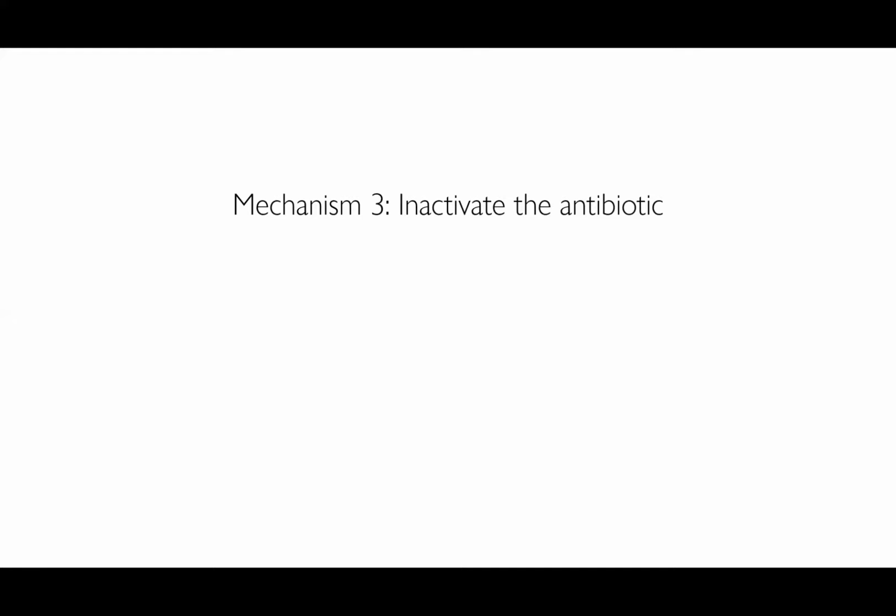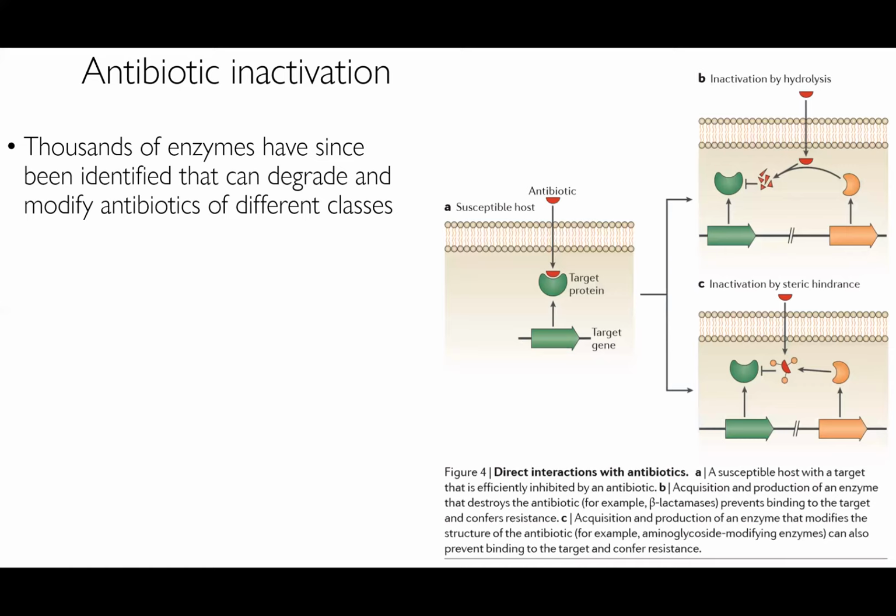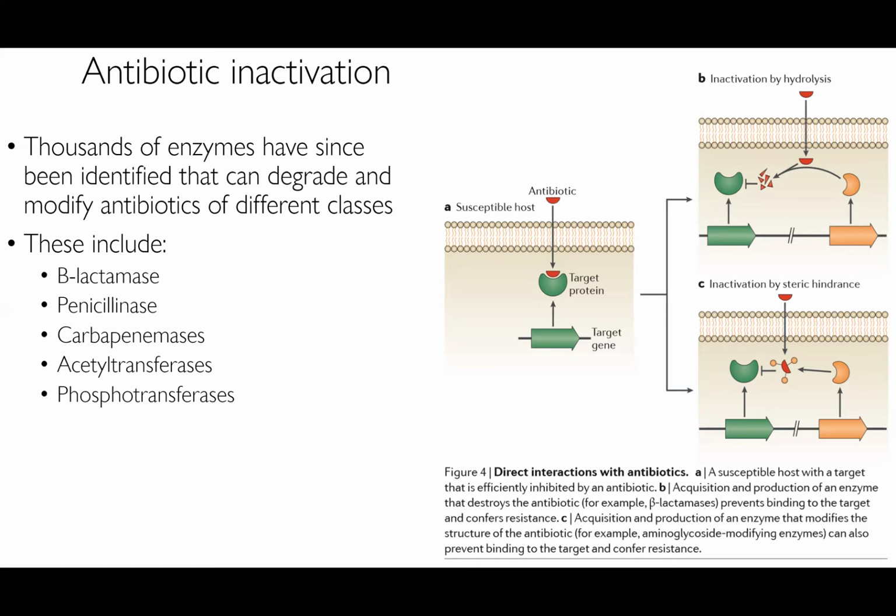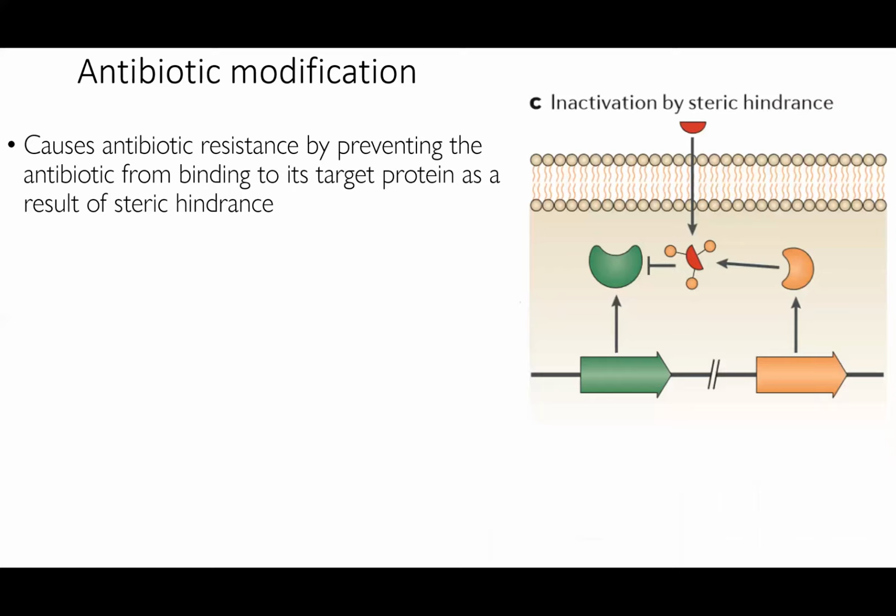Next up is mechanism three, where we inactivate the antibiotic. Thousands of enzymes have been identified that can degrade and modify antibiotics of different classes. These include beta-lactamase, penicillinase, carbapenemases, acetyltransferases, and phosphotransferases. The idea is if you can produce something that can degrade the antibiotic, you can get rid of it, make it less toxic. And we can also modify antibiotics in addition.